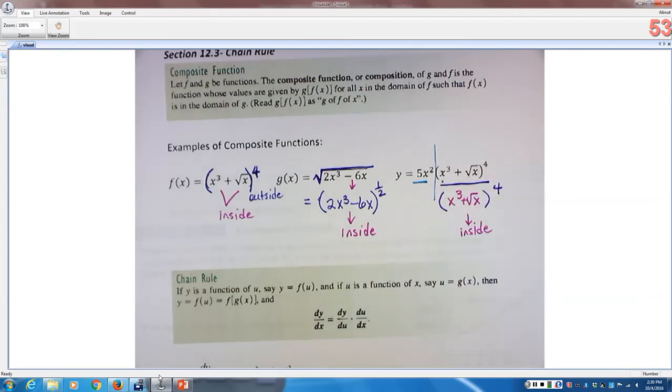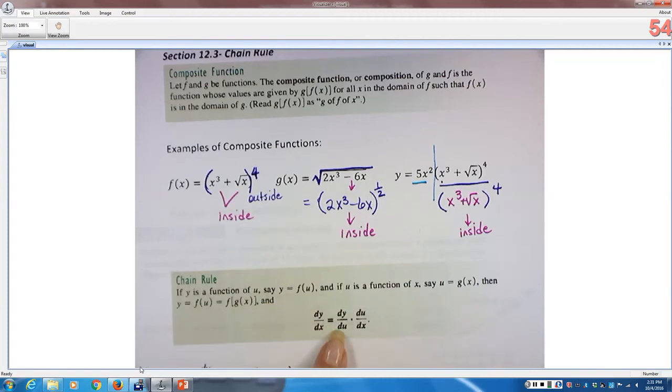Now, when you read the book, it is not going to refer to inside and outside functions. That's me. That's the way I figured out how to explain it in a logical, non-math manner. I can tell what's inside something, what's outside something. It wants to talk about u's and f of u's and all that kind of stuff. And I'm not going to go into that notation, but I will tell you how to make this make sense.